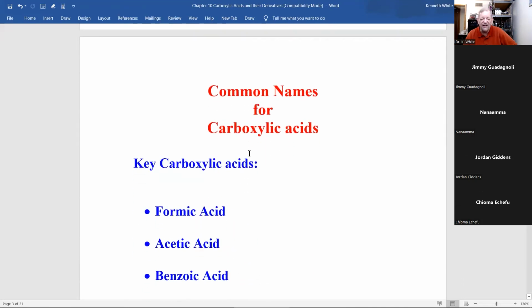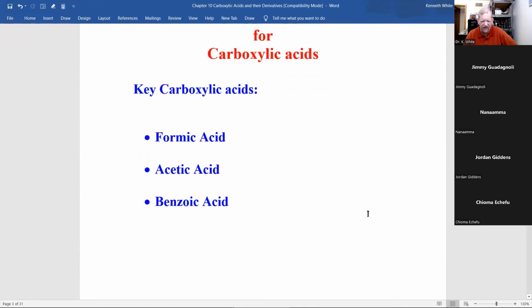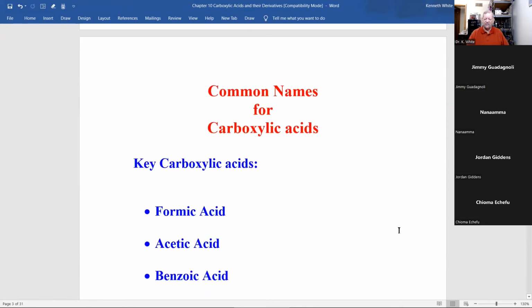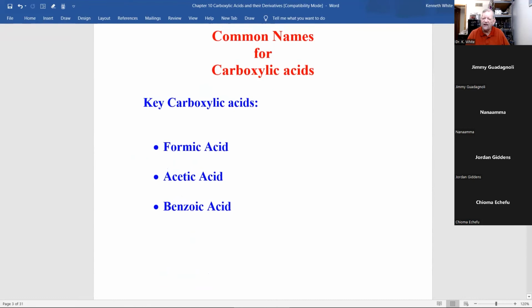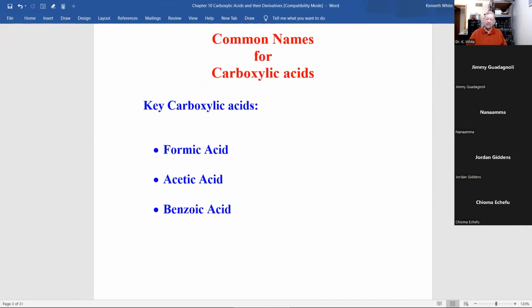All right, now there are a couple of key common names that you should know for carboxylic acids. These common names, I'll give the name and you should know how to draw the structure. The first one is formic acid, and that is when R is a hydrogen. And this is formic acid.